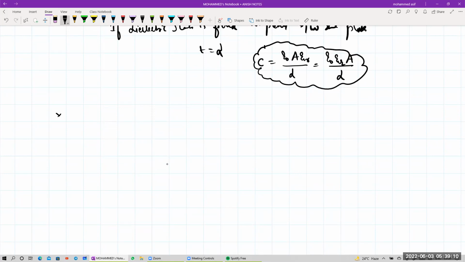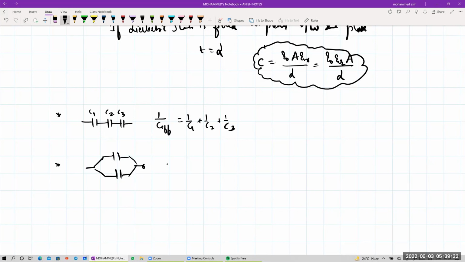Tell me, if capacitors are connected in series, what will be the formula? Do you remember? 1 by C effective is equal to 1 by C1 plus 1 by C2 plus 1 by C3. It is the reverse of resistors. If capacitors have been connected in parallel like this, C effective will be equal to C1 plus C2. This is C1, let's say, and this is C2. Clear?